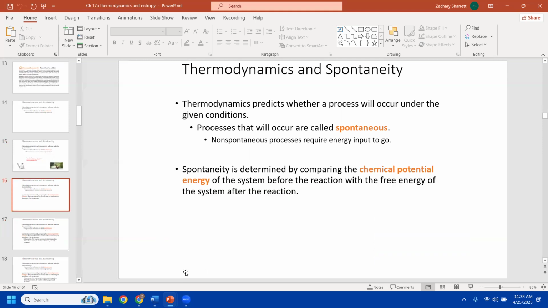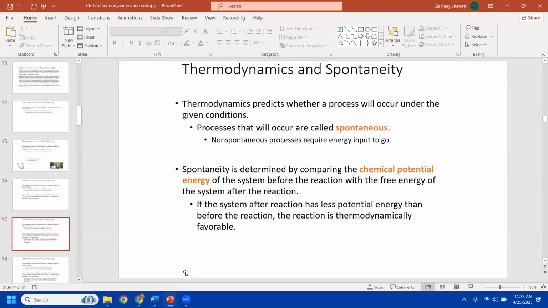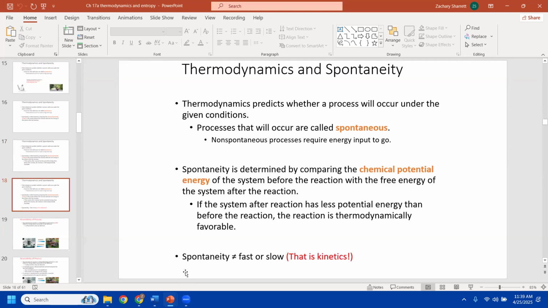So spontaneity is determined by comparing the chemical potential energy of the system before the reaction with the free energy of the system after the reaction. So we're going to learn about chemical potential energy in this chapter, and that's going to be called delta G, and that's basically going to tell us about spontaneity, if a reaction is spontaneous or non-spontaneous. Okay. If the system after a reaction has less potential energy than before the reaction, it is thermodynamically favorable. So my cell phone up here, does it have a lot of potential energy? Does it have more potential energy than when the phone's over here? Yes. More potential energy up here, less potential energy down here. So at the end, it's going to go to the thing of less potential energy because it wants to go down, right? So that's one way to think of it.